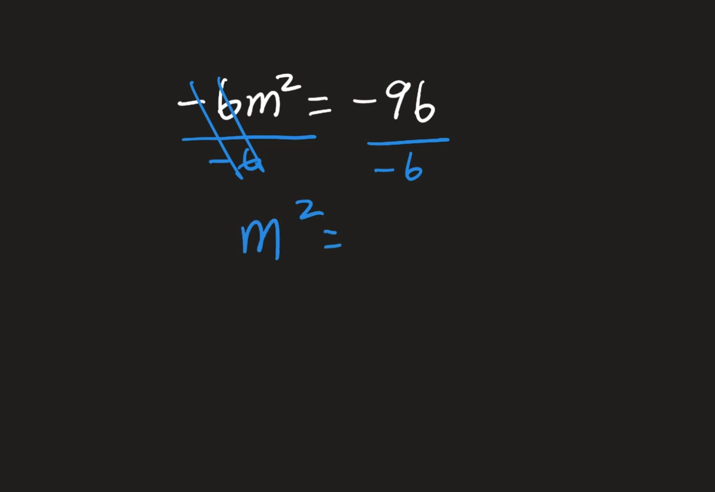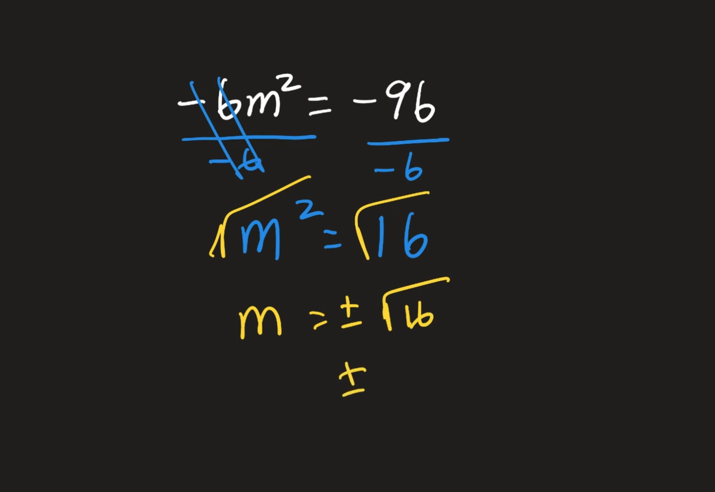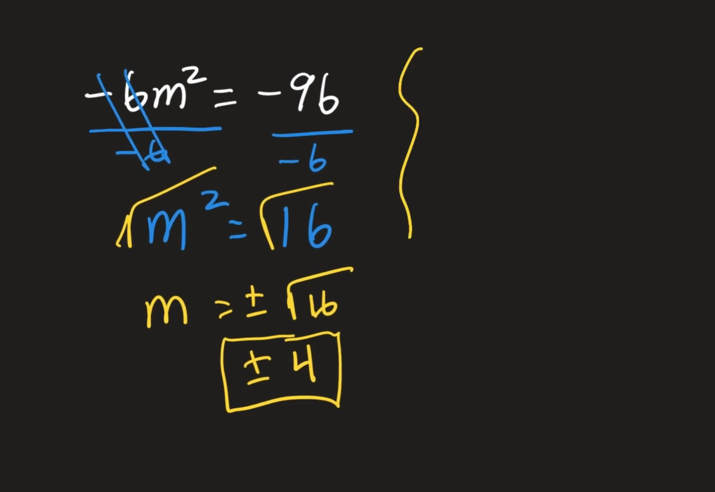So m squared equals 16. If I do 96 divided by 6 on a calculator, I think I get 16. Take the square root of both sides. m equals plus or minus the square root of 16. Square root of 16 is just 4. So you get rid of multiplication by dividing. Well, what if we have r squared divided by 7 equals 21?